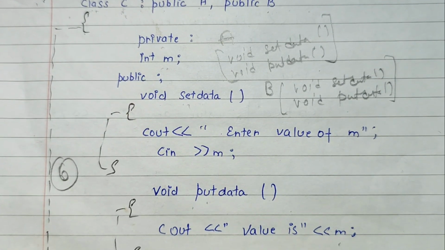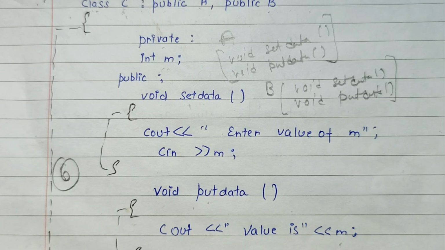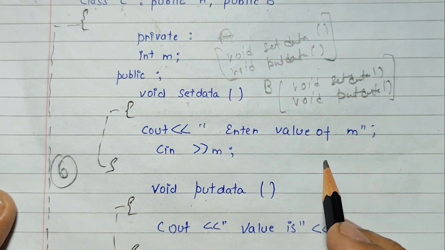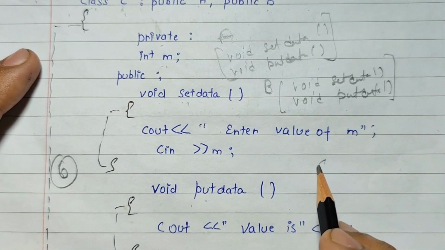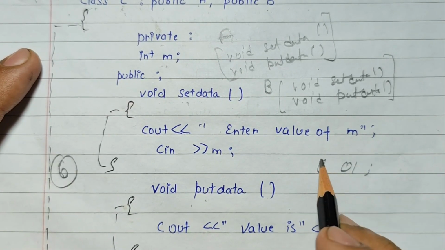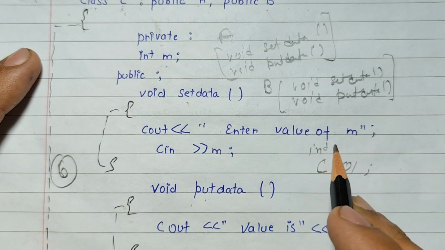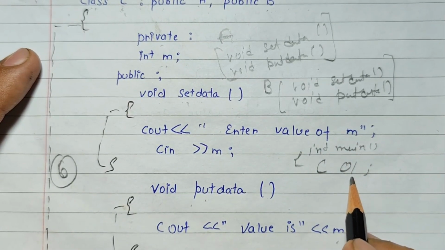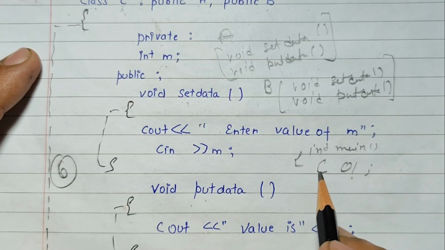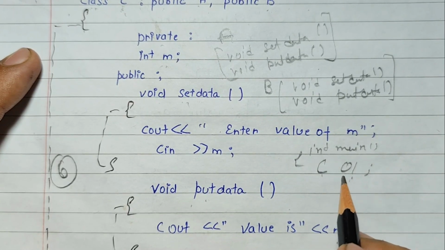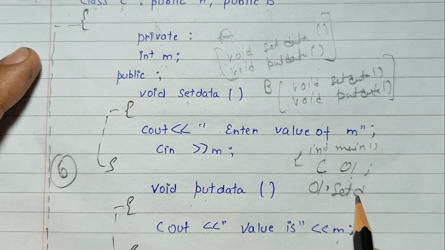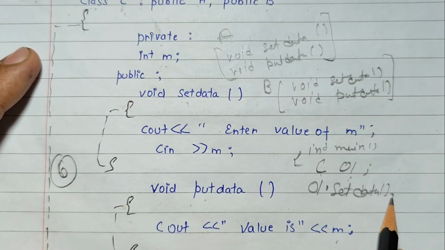Okay, now here the thing is, in the main function, when I create an object of the derived class, when I write C space O1, I hope all of you know how to create an object. Class name, space, object name. Here O1 is the name of an object. Now using this object, if I write here O1 dot set data, here ambiguity occurs.